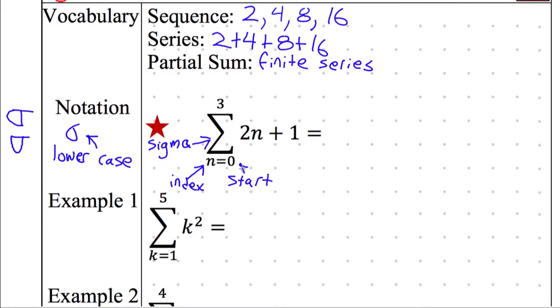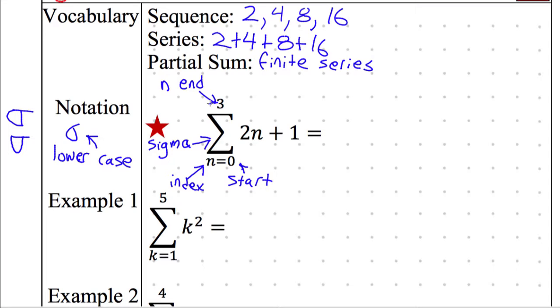So n is going to start at 0. The value of n is going to end at this value. So I'm going to start at 0 and end once I get to the value of 3. So it's going to go 0, then 1, then 2, then 3. What does that look like? So let's plug it in.